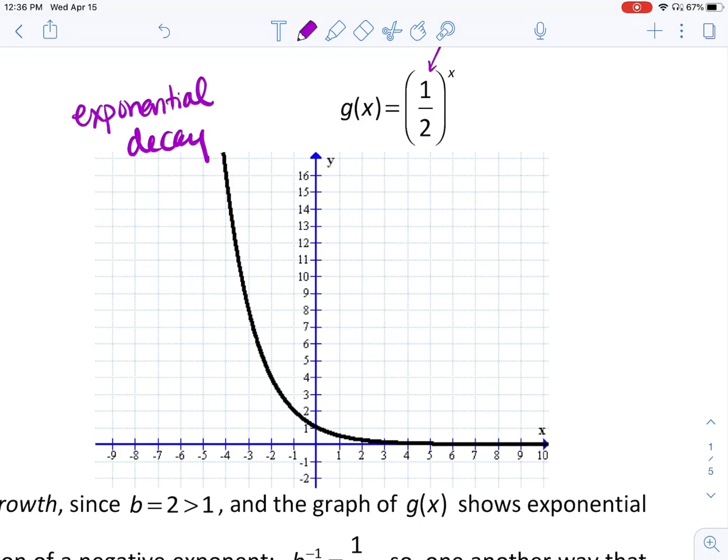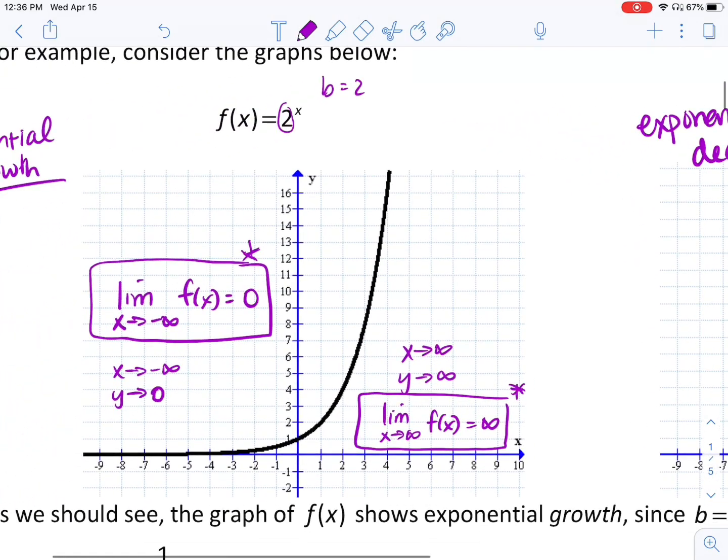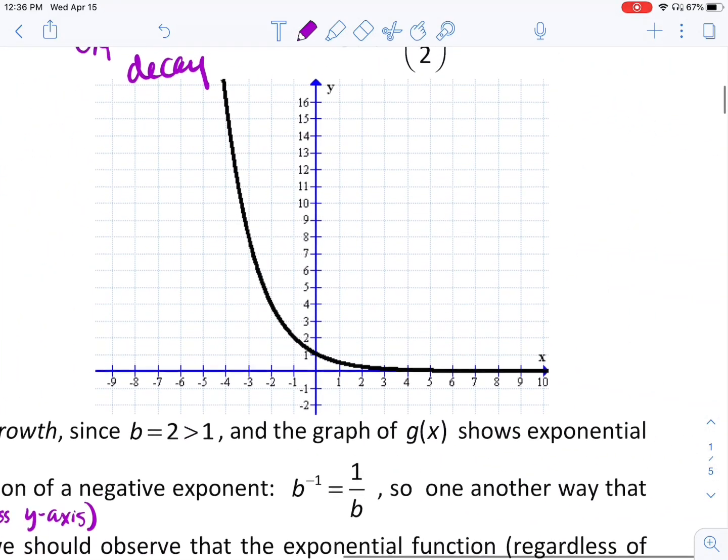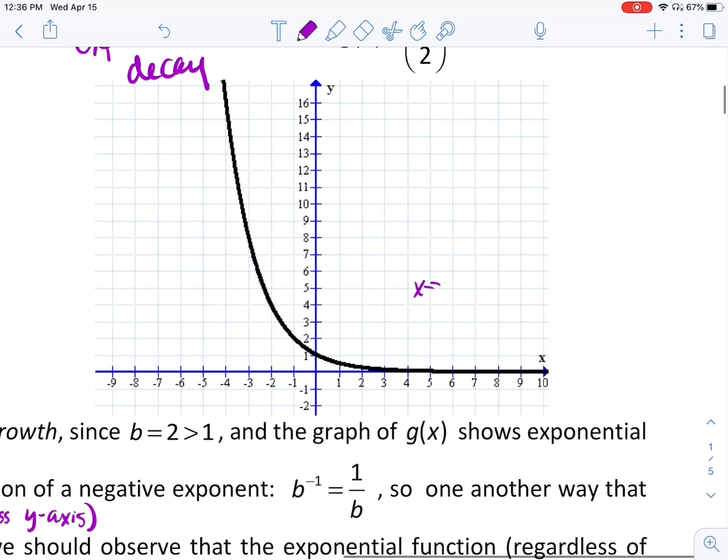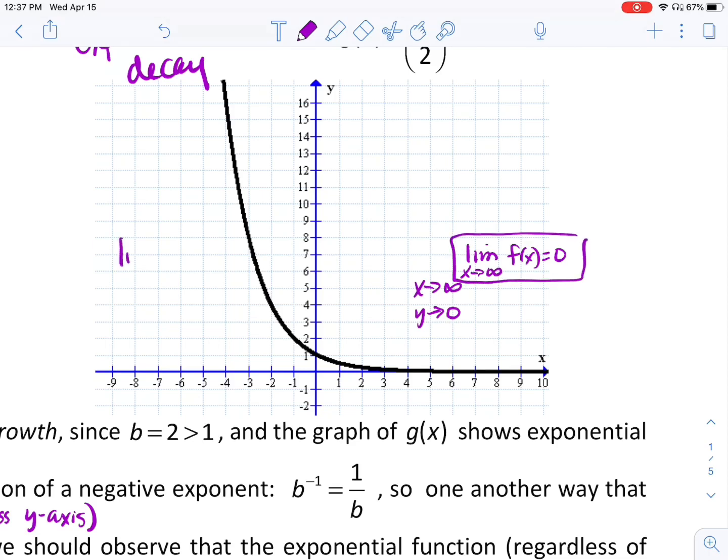Well, just noting some relationships between growth and decay. In a decay model, it's almost as if it's the growth model but reflected across the y-axis. So, as x gets bigger and bigger, the y values will tend towards 0, or the limit as x goes to infinity of f of x tends towards 0. As long as there's not transformations, I want to make that clear too. And the limit as x goes to negative infinity of the function is positive infinity.